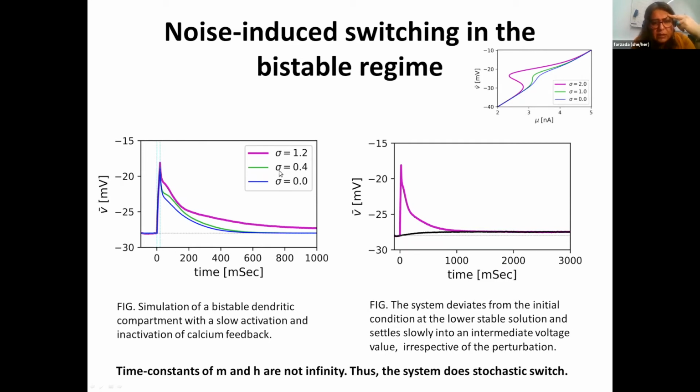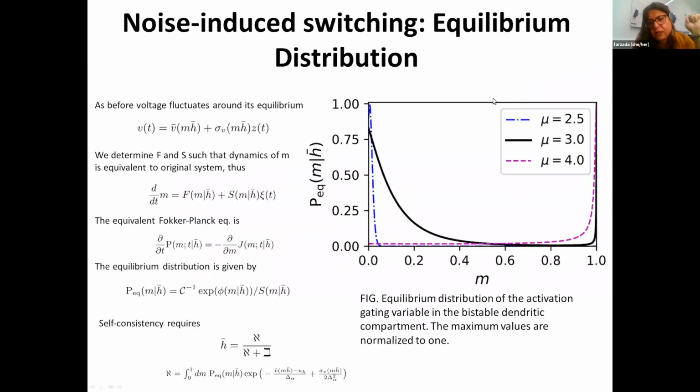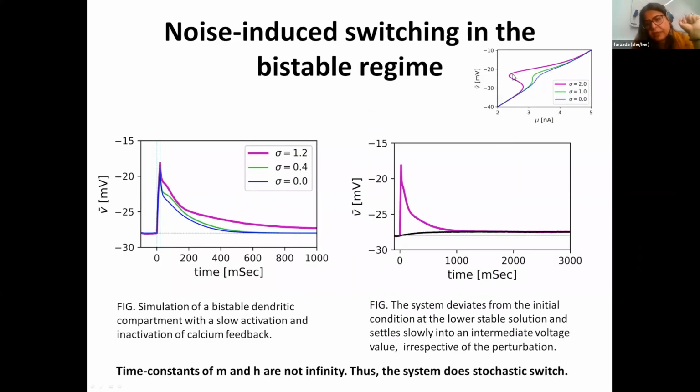When I start increasing the noise, the return to the steady state becomes slower and slower. In the case where sigma is equal to 1.2, you can see that it never comes back to the baseline I had before. The reason is the bistability: I started here and kicked it strongly, so it goes up there, but it does not settle there, and it just sometimes comes back, sometimes due to noise.